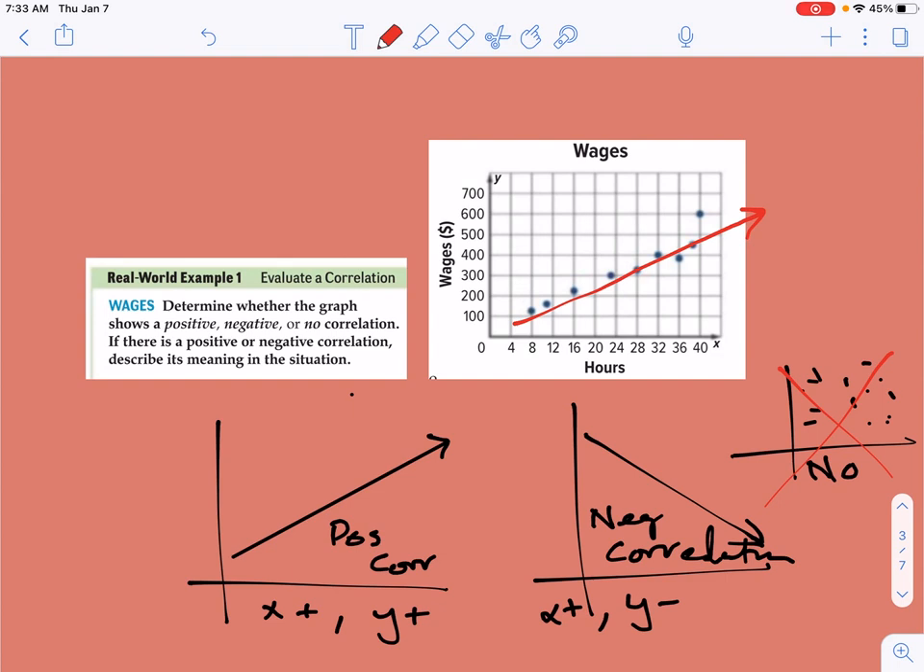All right, and then when it says describe its meaning in the situation, it means that the more you work, the more money you make. And that's really all it means. The more hours you work, the more you earn. And then obviously negative correlation is not one of the ones in here. So it is a positive correlation, and it means the more you work, the more you earn.